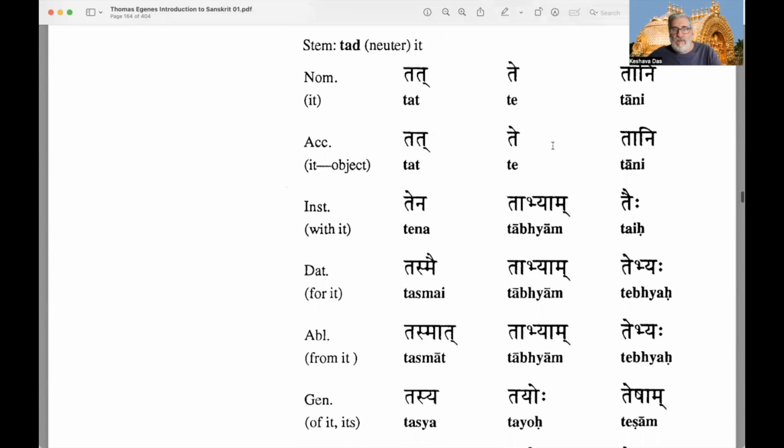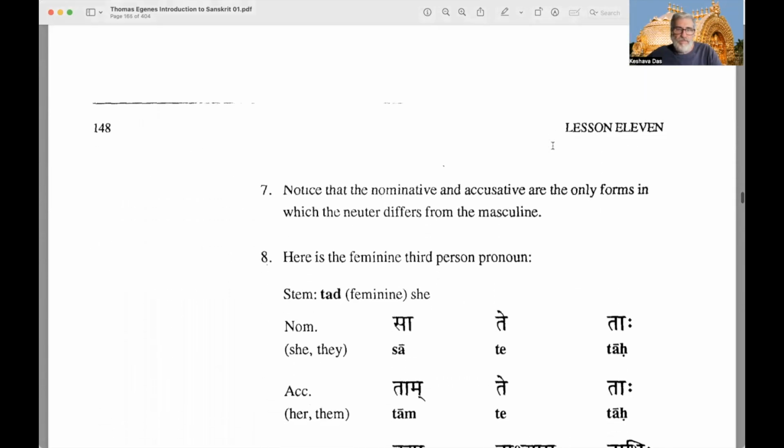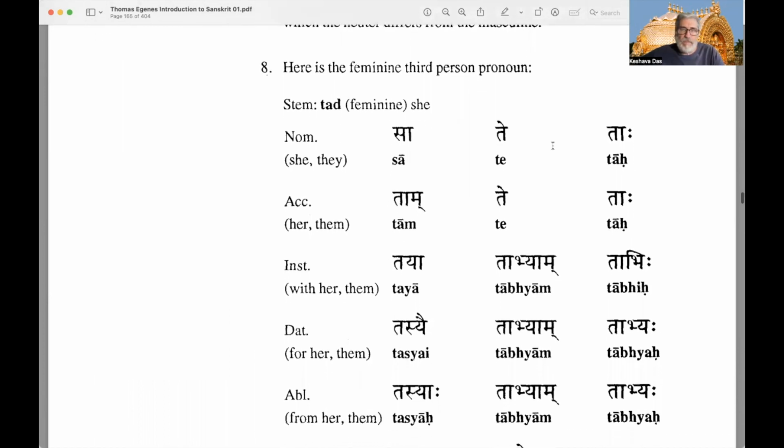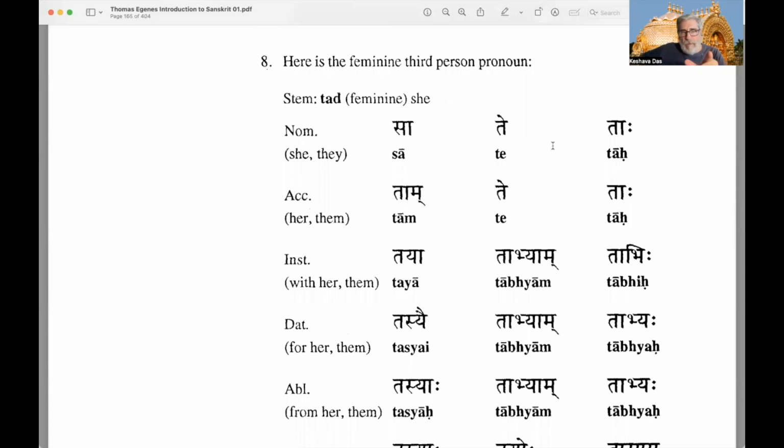Now, the feminine is going to be a little bit different. So let's have a look and see if he teaches the feminine also here. So here's the feminine. So we see that only in a few forms, the masculine, the nominative and the accusative, do the masculine and neuter third person pronouns he and it differ, but they don't differ in any other case endings, right? So here is the feminine third person pronoun. Now we've learned he, that's the third person masculine pronoun. We've learned it, that's the third person neuter pronoun. Now we're going to learn she, the third person feminine pronoun.